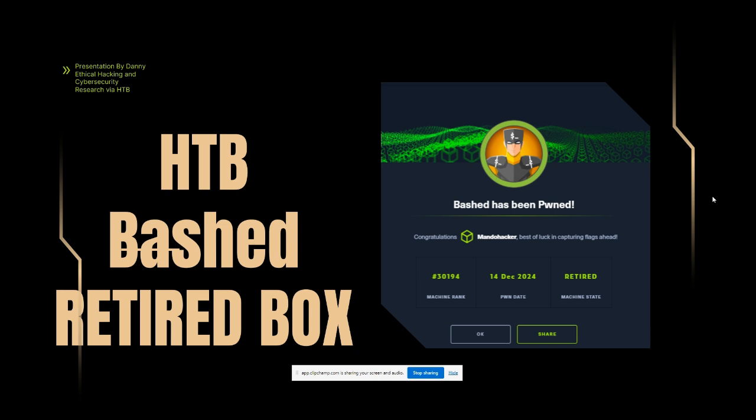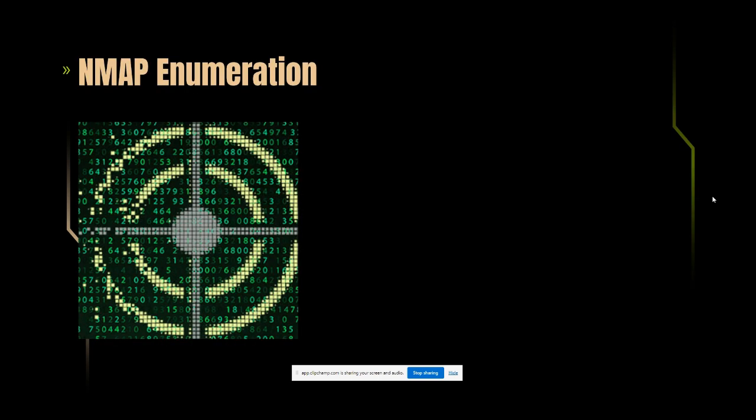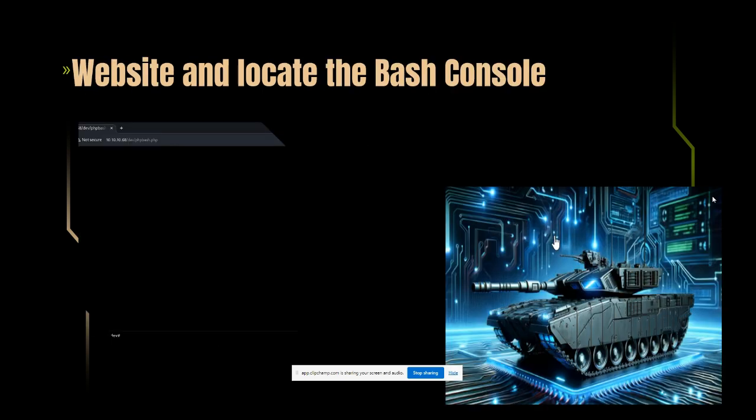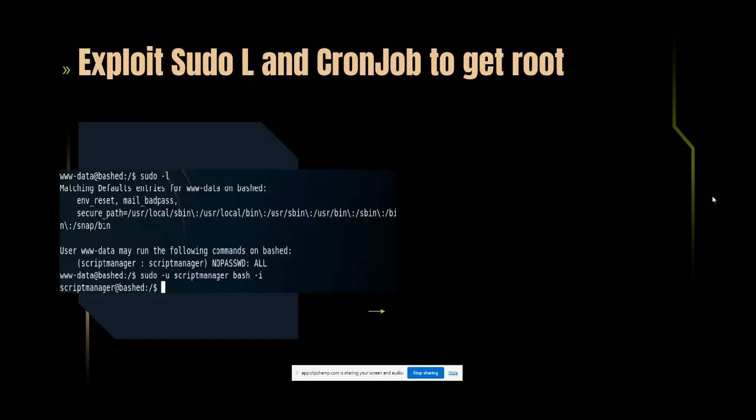Today we'll be looking at Bashed. It's a retired box. First, we'll start off with some nmap enumeration. As part of that, we'll identify that port 80 is open. Then we'll identify a service that leads to a reverse shell. And last, we'll exploit a sudo and cron job to get root.